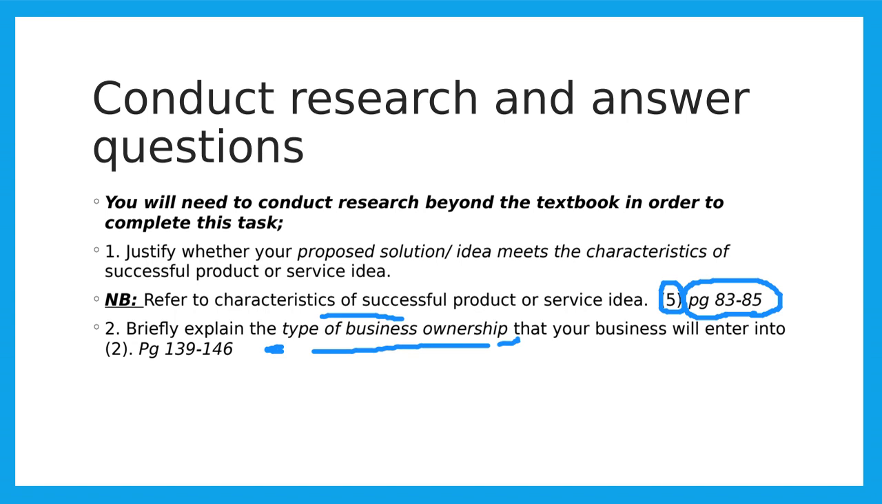Okay, so for 2 marks, what do you have to do? Briefly explain the type of business ownership that your business will enter into. So for 2 marks, briefly explain what type of business you would enter into. Here they're not asking you to justify why you say that. They're not asking for anything fancy. They are asking you to explain the type of business ownership. Okay, so I'll get into more detail about that now.